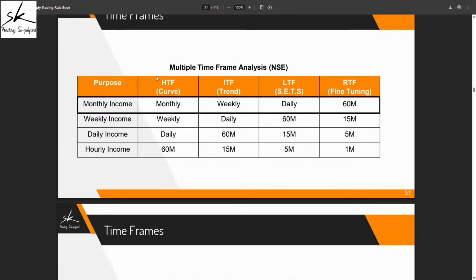Monthly is the higher time frame, which is used for curve analysis. Weekly is the intermediate, used for trend analysis. The lower time frame is daily. That is where we get our SETS from.